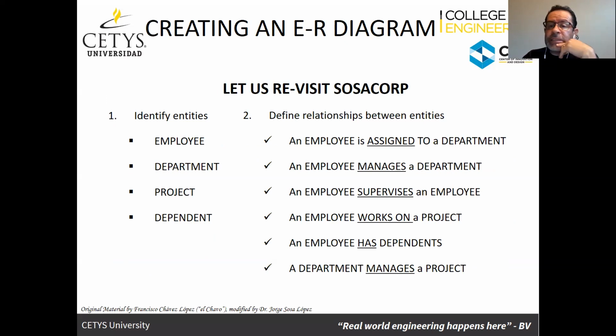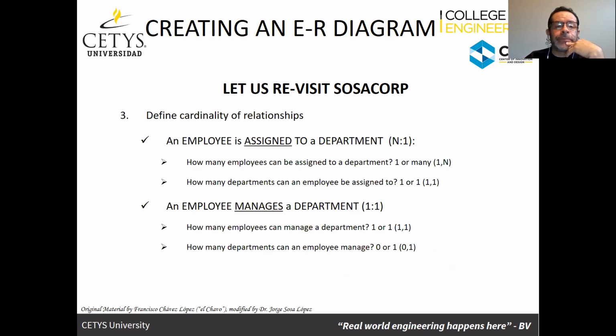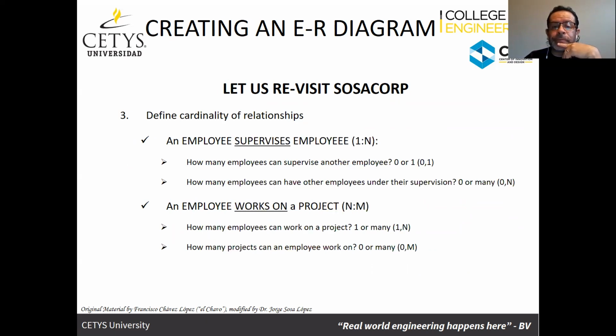We had identified the entities. We had identified 4 entities: employee, department, project, and dependent. And we had also defined the relationships. Employees were assigned to departments, employees managed departments, employee supervises an employee, employee works on projects, employee has dependents, and department manages a project. We had identified the cardinality for each of these relationships.